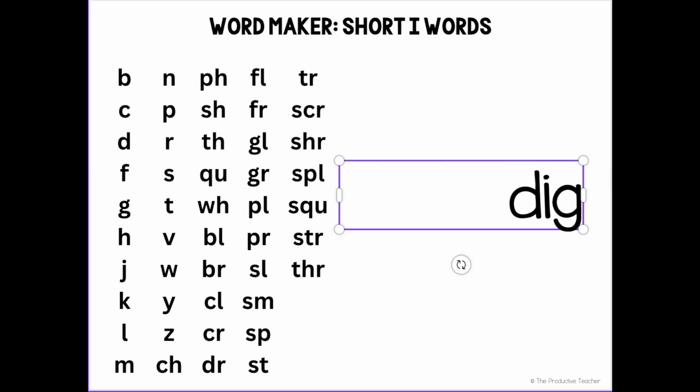Dig. Dig is a word. Fig. Fig is a word. Gig. Gig is a word. In this case, the letter G is not making the J sound before the letter I. Hig. Hig is not a word. Jig. Jig is a word. Kig. Kig is not a word. Lig. Lig is not a word.